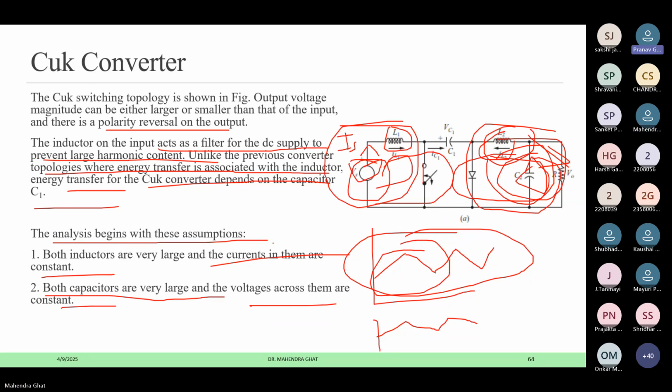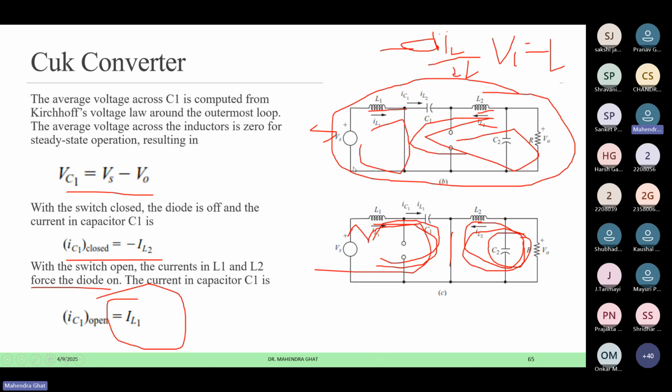Sir, can it be used for charging and discharging of batteries? Not for charging and discharging of the battery, because it is not bidirectional.